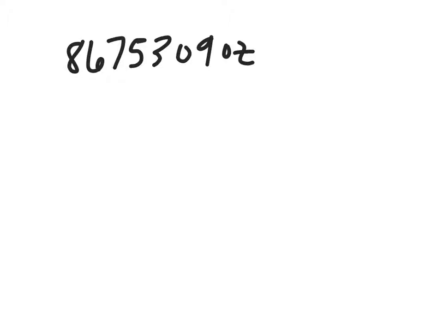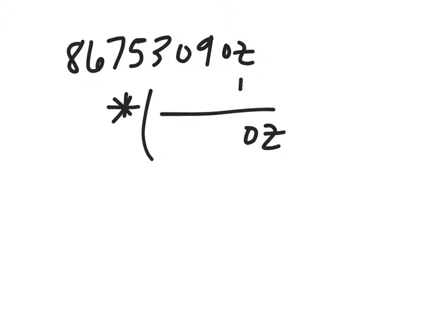So again, we start the calculation with the number we're trying to convert. So 8,675,309 ounces of gold, and we're going to multiply that. First of all, we're going to convert ounces to pounds in this example. So I'm going to put ounces on the bottom and pounds on the top because I want my ounces to cancel out, leaving me with units of pounds. So that conversion, that equality we know was that 1 pound was equal to 16 ounces.